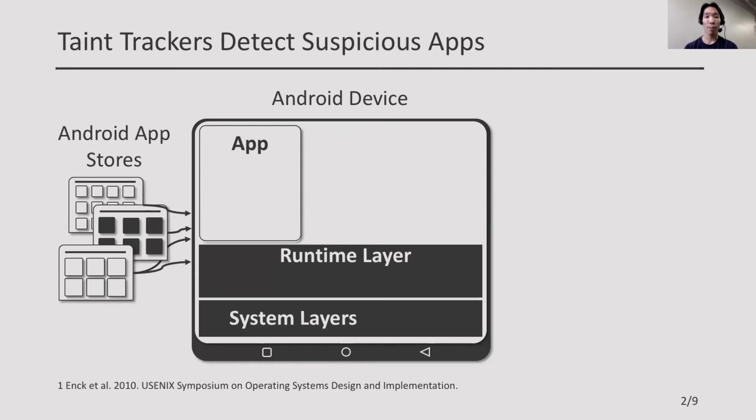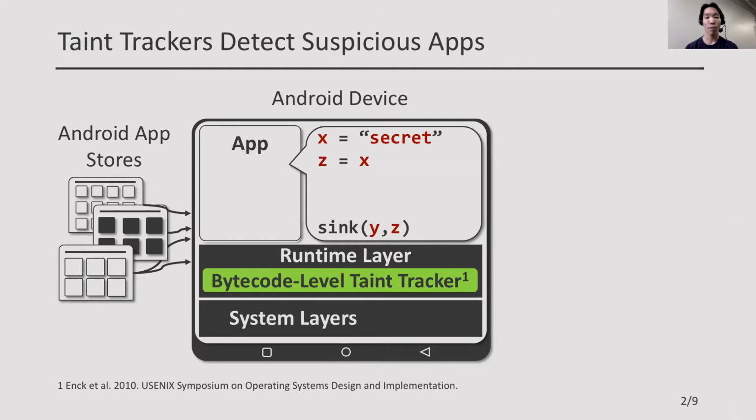Android apps have rapidly increased on Android app stores. In order to detect malicious apps, analysis techniques have been developed in the past decade. Bytecode level taint tracking is a common approach employed by many current tools such as VTDroid. The tracker interprets app bytecode instructions on the runtime layer.